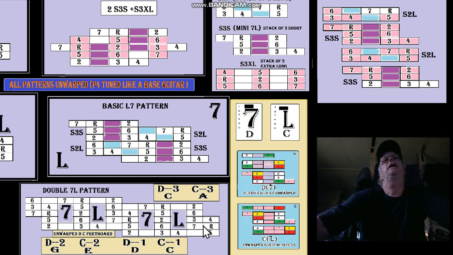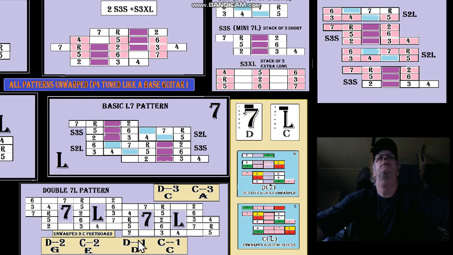The 7L is the repeating pattern. This is the pattern shown twice. Why is it shown twice? Because we get all 5 CAGED shapes on the double 7L. The only drawback is that we've got the D, we've got the G here, which is the D star.